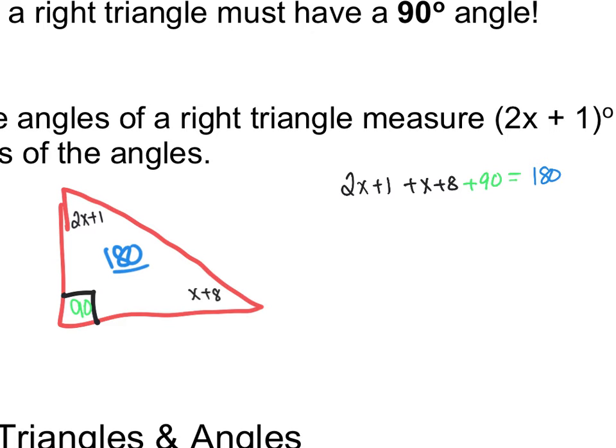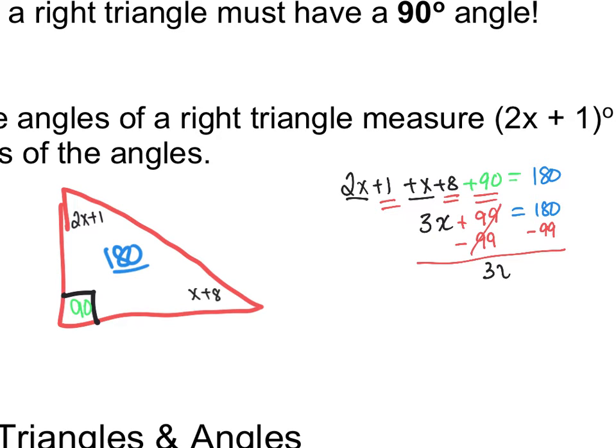So what we're going to do is combine our like terms. My 2x plus x is 3x. I'm now going to combine my 1, my 8, and my 90. 1 plus 8 is 9. 9 plus 90 is 99. So I have 3x plus 99 equals 180. The next thing I need to do is get rid of my 99, so I'm going to subtract 99 from both sides of my equation. And I get 3x is equal to 180 minus 99, which is equal to 81.